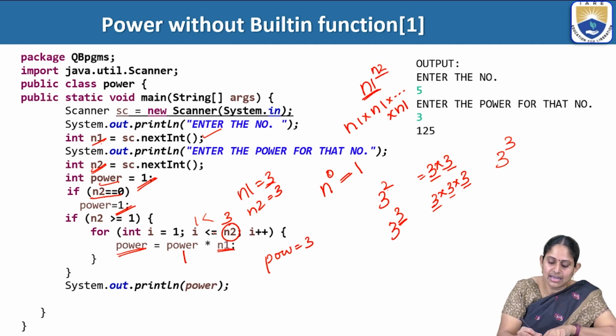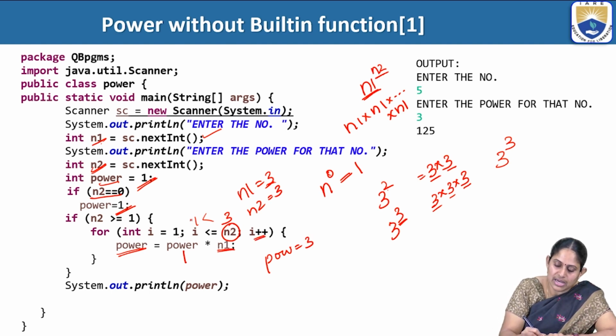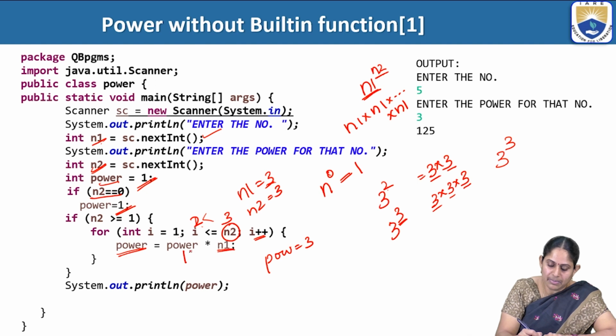Then again i will be incremented. So i will become 2. 2 is less than or equal to 3, so it will come inside the loop. Then power is equal to power into n1. Power is already 3, so 3 into 3.